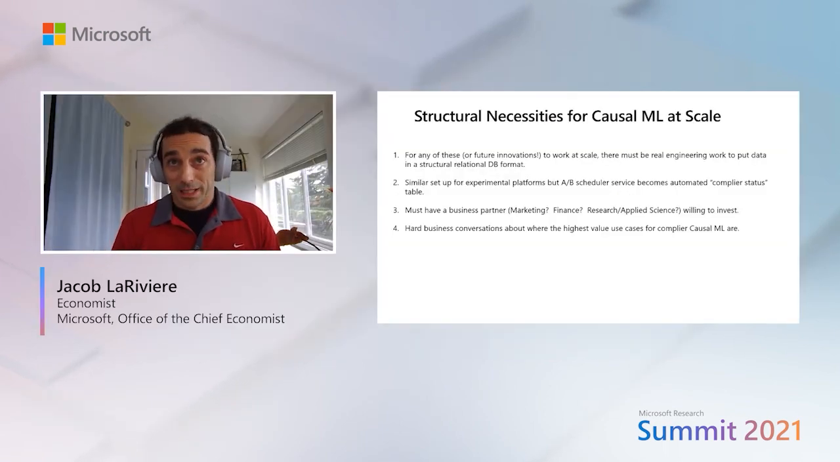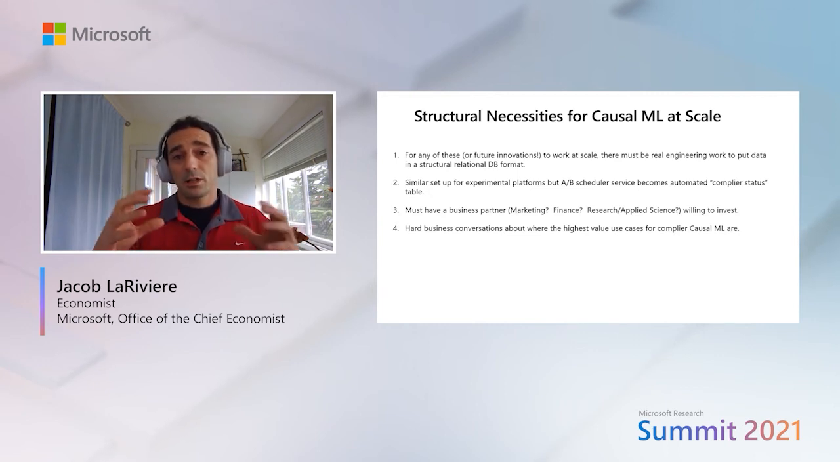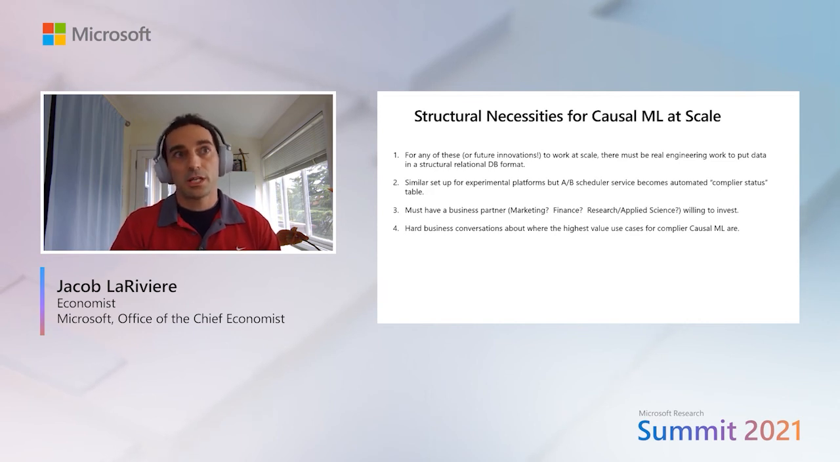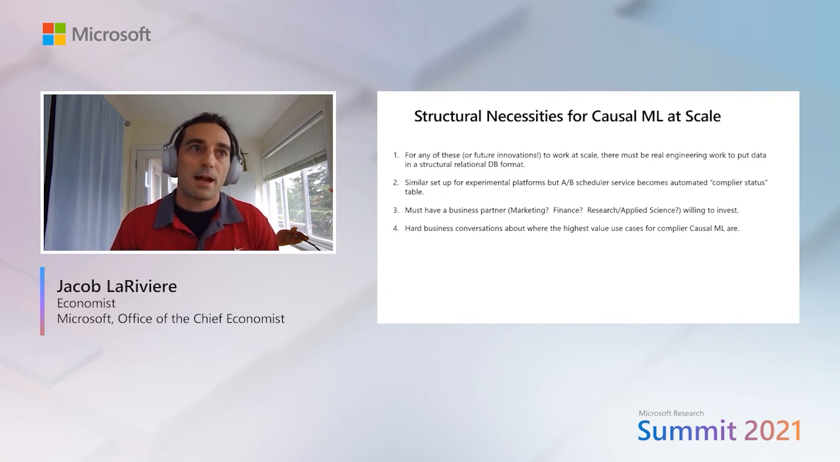So you're going to have your marketing data set that lists complier status, and that has to be fed into your Uber data set, which is going to have the types of features that you would match on, or the outcomes that you would match on if you're doing a synthetic controls type approach. In order to do something like this, where you would have a causal ML package that's trying to help you estimate the average treatment effect on the treated, you're going to need a business partner who's willing to invest. That could be marketing, finance, or maybe it's a research or applied science organization. I think it's doable, but we just don't quite have the tool to do it.